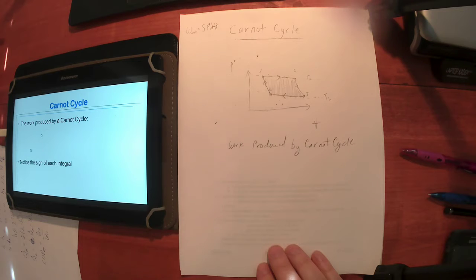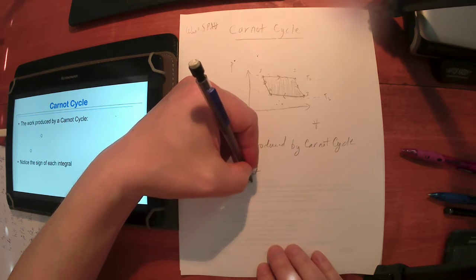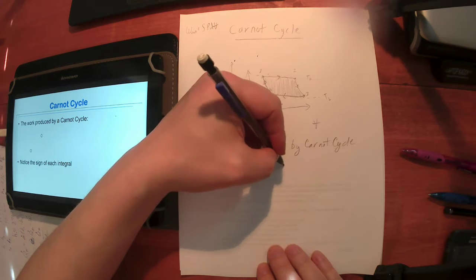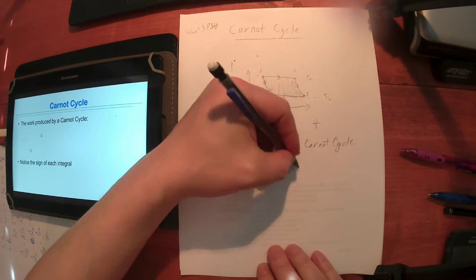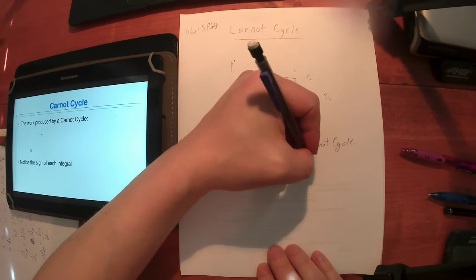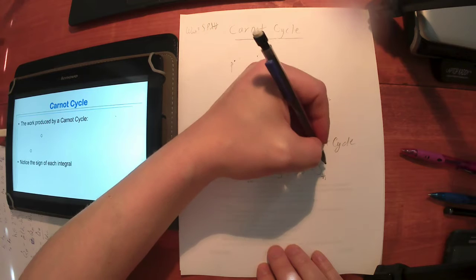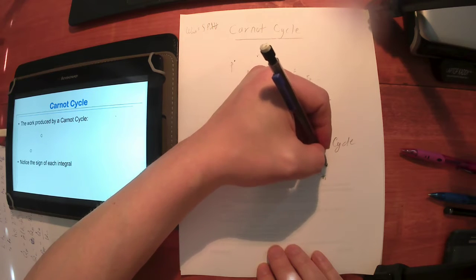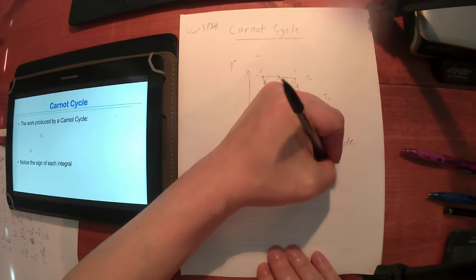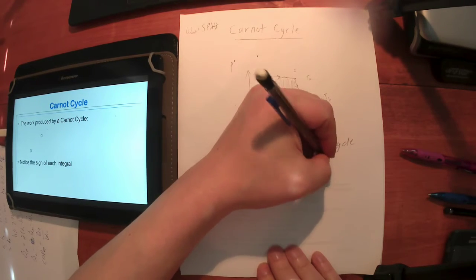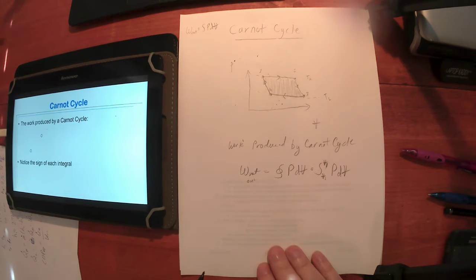Okay? So the net work, because this is a cycle, net work out, we can put a cyclic integral here. Closed interval integral, meaning I'm going to integrate this from an initial state and I'm going to finish back at that same initial state, from V1 to V1, of pressure with respect to volume.